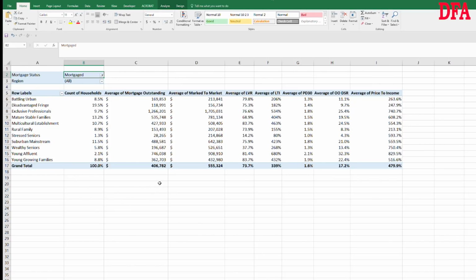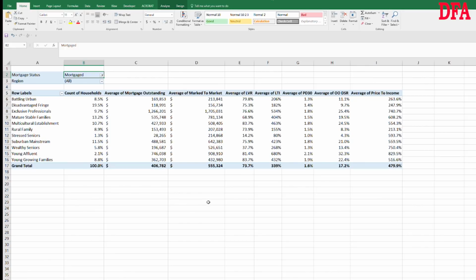But look at the difference of outcome in terms of the average mortgage outstanding. Whilst the average across the total portfolio is 406,000, it varies significantly. Exclusive professionals have the average mortgage well over $1 million. Suburban mainstream is just a little bit above the average, but quite a few other households are below. It's worth noting that young growing families have a lower than average mortgage, whilst the young affluent group has a much higher than average mortgage. So it does vary by group.